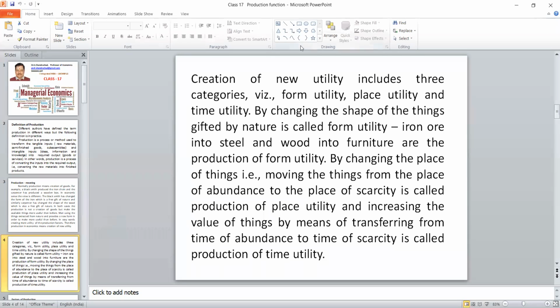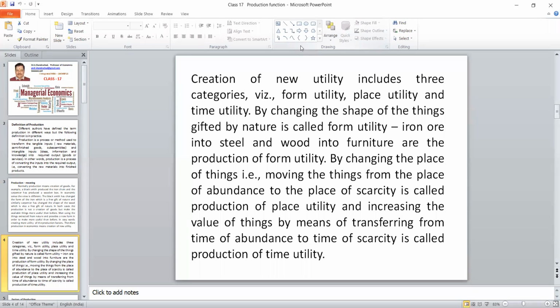Coming to the second type, moving things from a place of abundance to a place of scarcity is called production of place utility. Suppose in Sivagasi there are a number of crackers. They are moved to the other side. Here also there will be one particular shop where they are available. He will only do the processing, but the actual manufacture will be elsewhere. Here you only make the goods available from the place of abundant supply to the required place. If we transfer, it is called place utility.